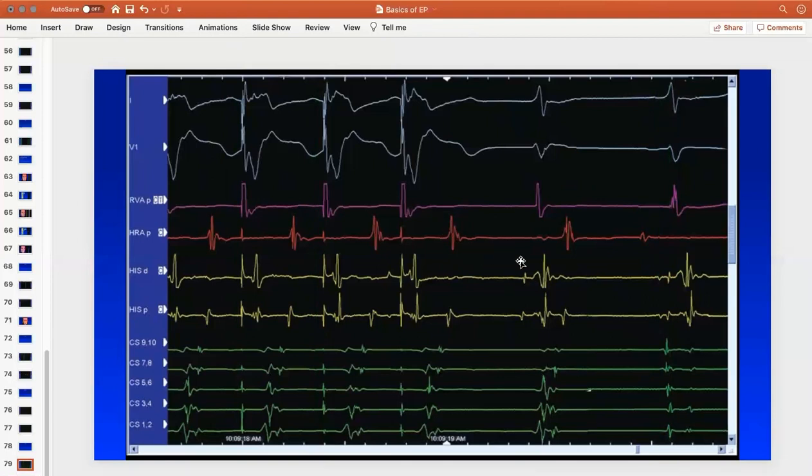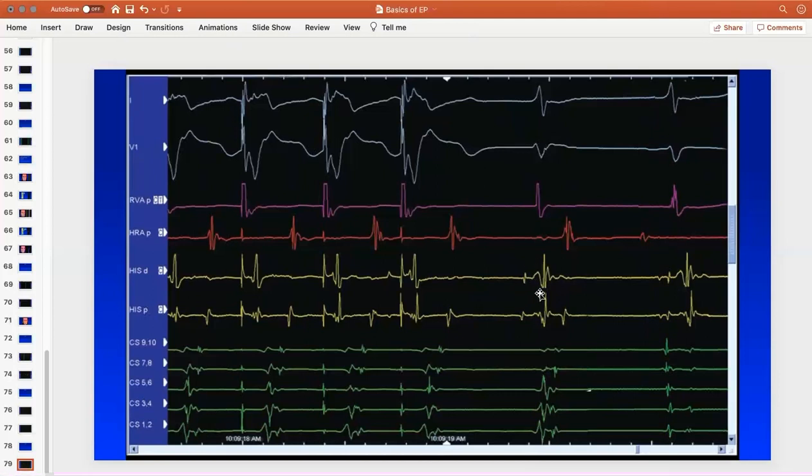Yes, but I think the most plausible mechanism, because you have a His, is this. If you have a PVC, would you expect the His to be activated before the V or no? Just think of it. If you have a PVC, an impulse that is coming from the ventricle, would you expect the His to be before the V, or it has no relationship? It should be from the V to the His. Yes, exactly. So your HV is not going to be normal. You see my point? So here your HV is normal.